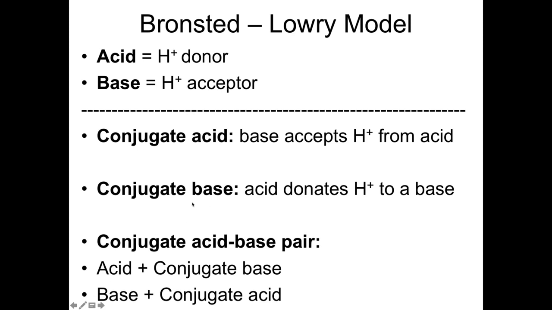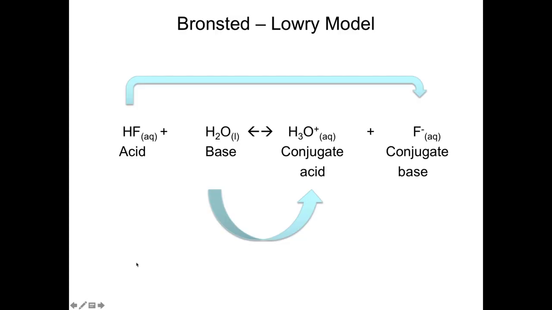So one thing I want to talk about is Bronsted-Lowry. The Bronsted-Lowry model has acids, which are H donors, and bases, which are H acceptors. A conjugate acid is a base that accepts H from the acid. A conjugate base is what's left when the acid donates H to the base. Your conjugate acid-base pairs are an acid plus its conjugate base, and a base plus its conjugate acid. So in Bronsted-Lowry, everything's going to be matched up.